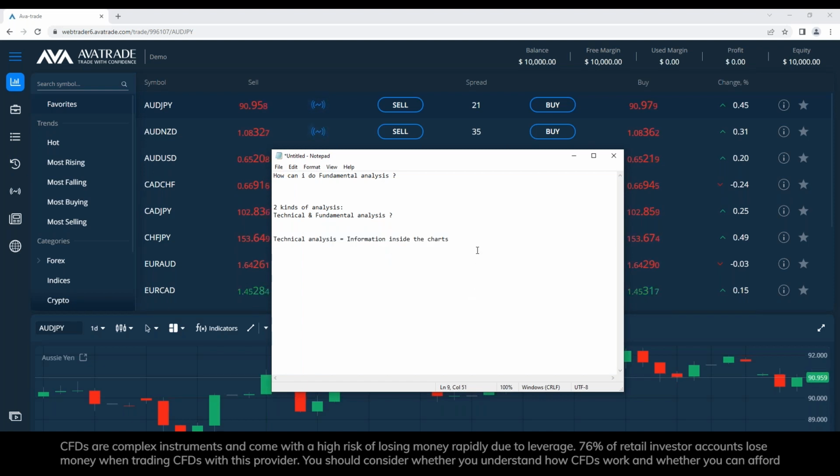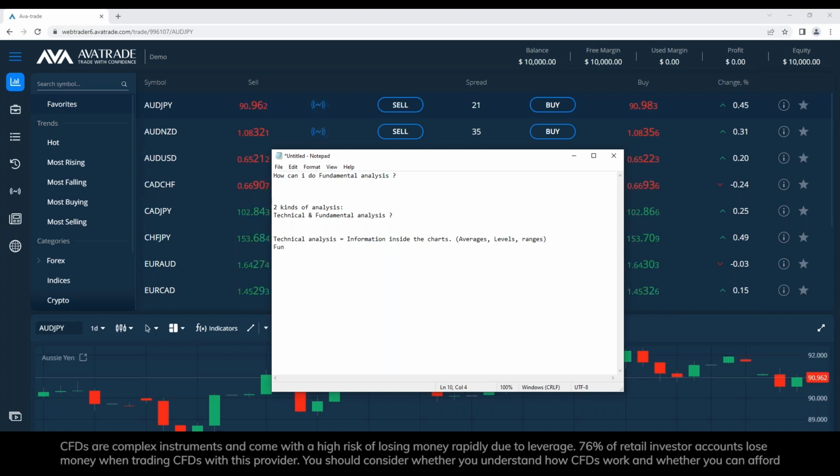Information inside the charts. That means averages and levels. Averages and levels, those are the main things that we usually deal with. And we have other, let's call it ranges. We have also consolidation and things like that. There are more things, but this is basically technical.